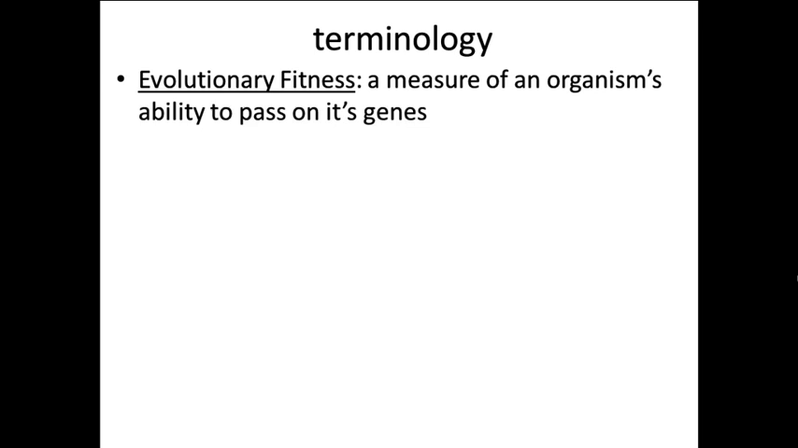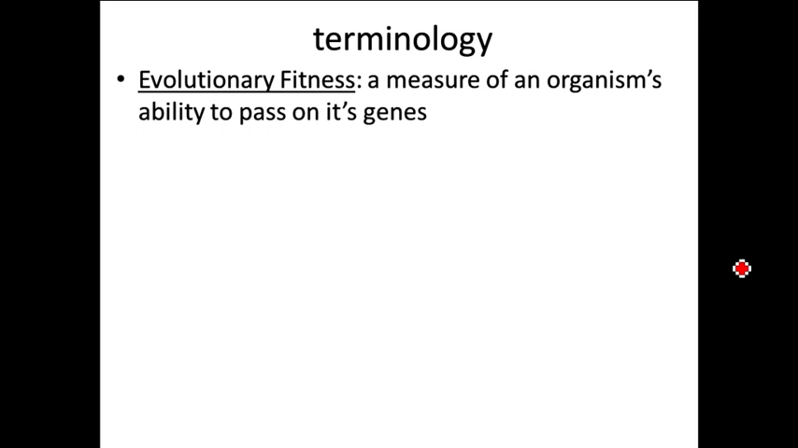All right, here's a couple of terms that we need to know that we'll be throwing around. The first is the idea of evolutionary fitness. Okay, this is different than fitness like going to work out and you get really strong. Evolutionary fitness instead is a measure of an organism's ability to pass on its genes, or you could say a measure of an organism's reproductive success, right? Because that's how they're going to pass on their genes.